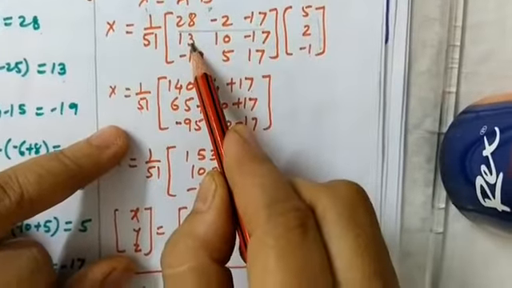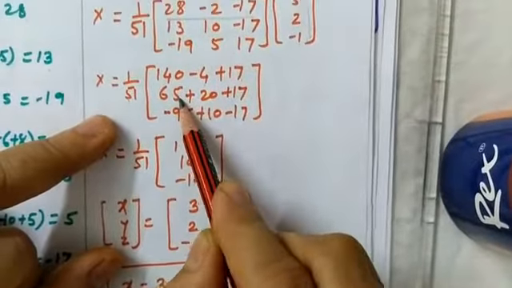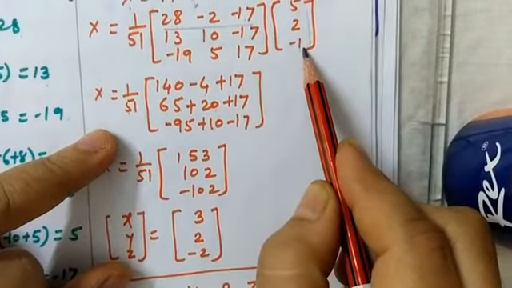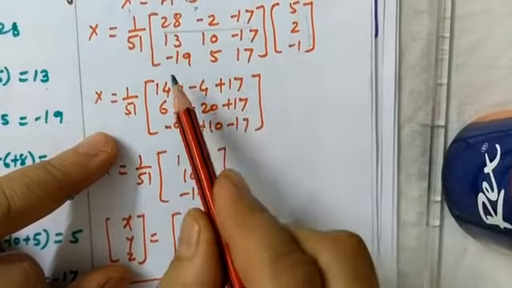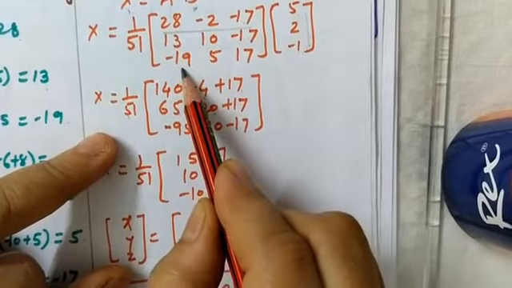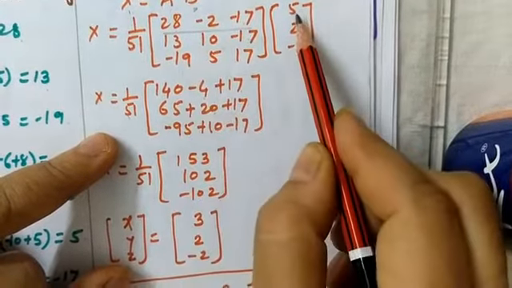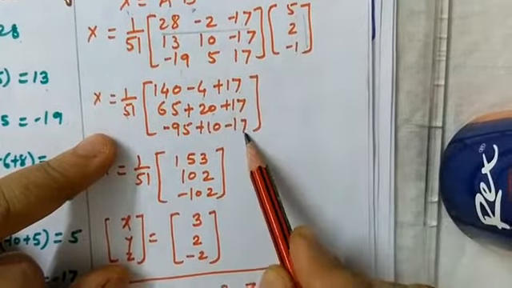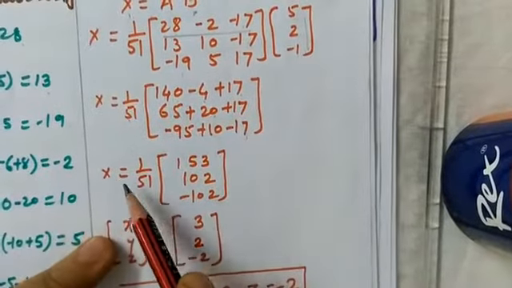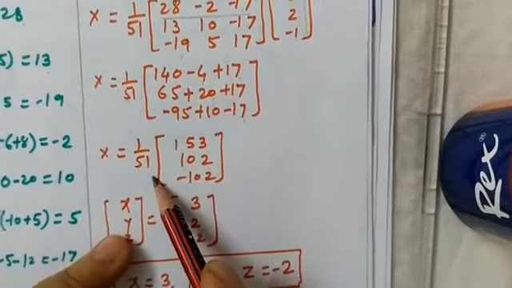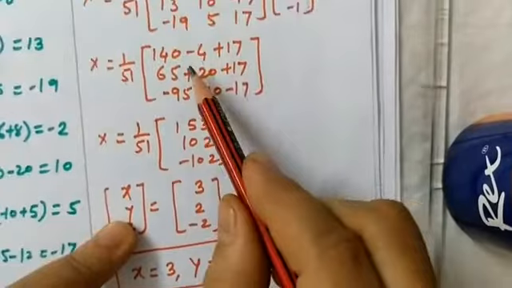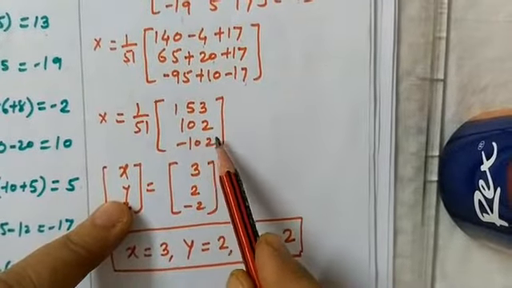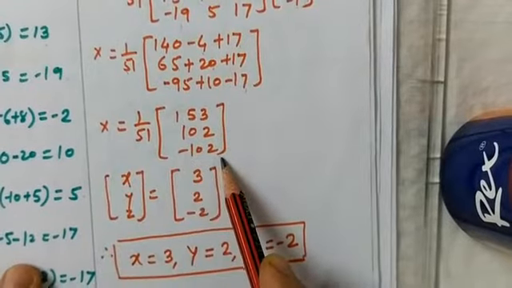Now 13 multiplied by 5 is 65, 10 multiplied by 2 is 20, minus 17 into minus 1 is plus 17. Coming to this, minus 19 multiplied by 5 is minus 95, 5 multiplied by 2 is 10, 17 multiplied by minus 1 is minus 17. After this, x is equal to 1 by 51, this is as it is. After simplification of all this, you will get this as 153, 102, minus 102.